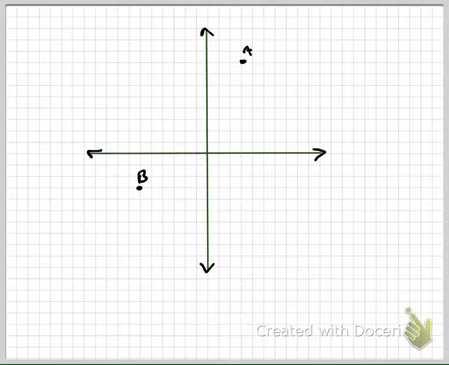Jade, where's point B? What quadrant is point B in? 3. C, Lauren? 4. That's quadrant 4. Very good. Tough one here. What quadrant is point D in, Sheena?